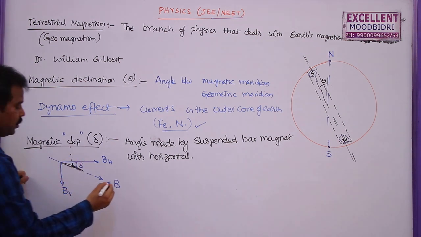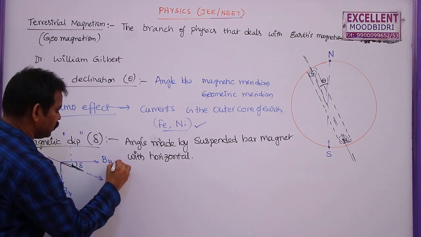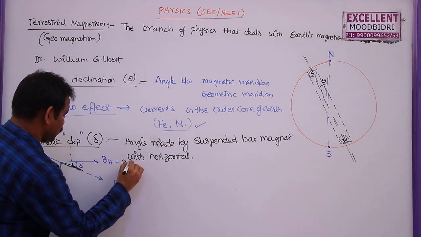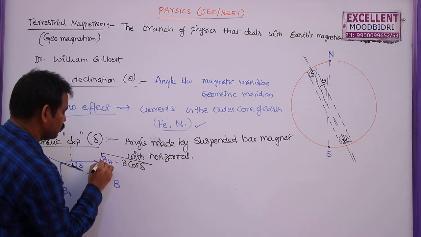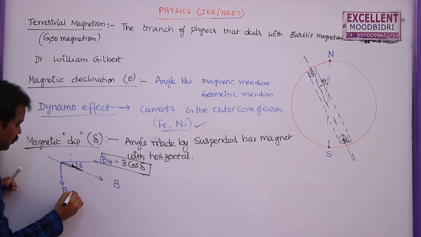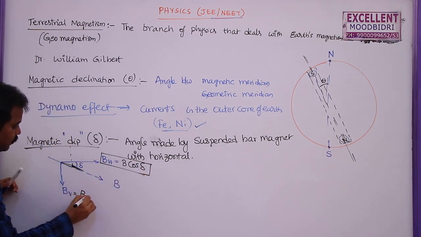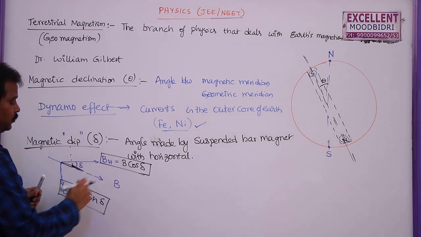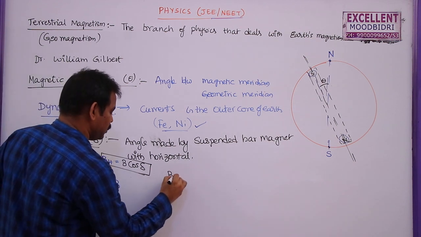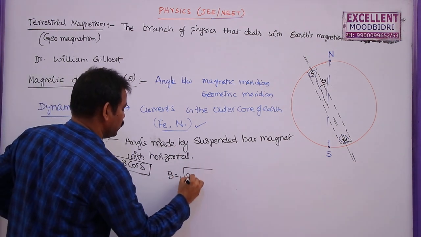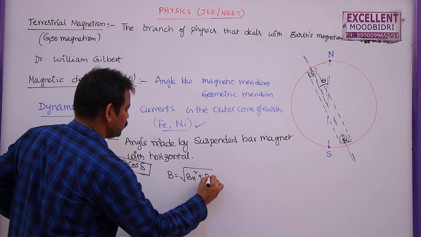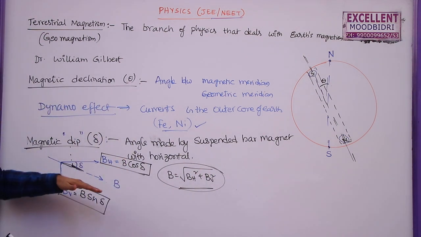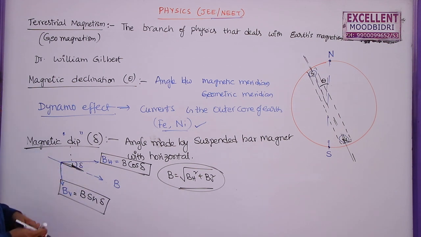So from this diagram we can write the horizontal component of the Earth's magnetic field is given by B cos δ. Similarly, the vertical component of the Earth's magnetic field is given by B sin δ. Now, if you square these two, B can be written as root over BH square plus BV square. This is the resultant of the horizontal and vertical components.